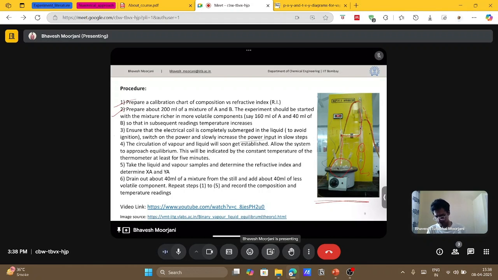It will start increasing the temperature. Once the temperature becomes steady, you have to wait for a few minutes, right? This will be indicated by the constant temperature. So you start heating at some rate and wait for the temperature to stabilize. Once the temperature is stabilized, you can say, okay, now vapor and liquid are in equilibrium. Our equilibrium has been attained. Take down the liquid and vapor samples and determine their refractive index. So we will determine the corresponding XA and YA.